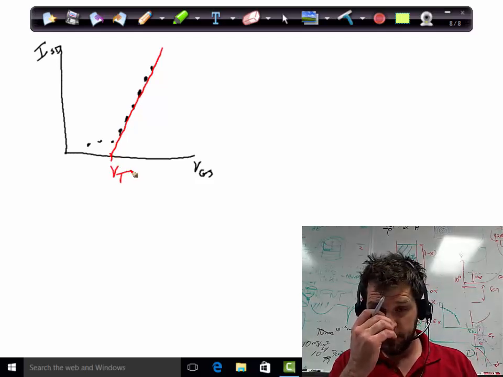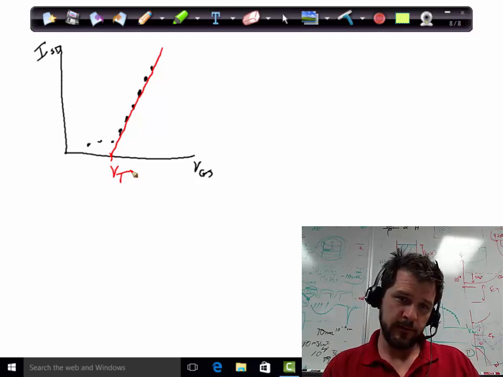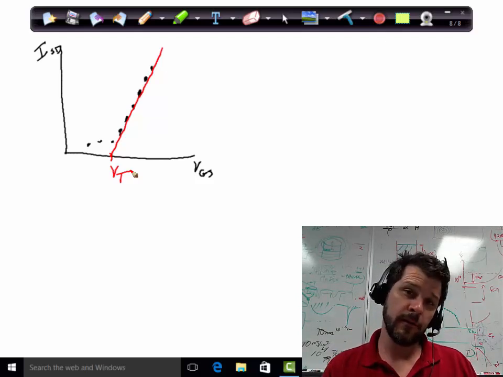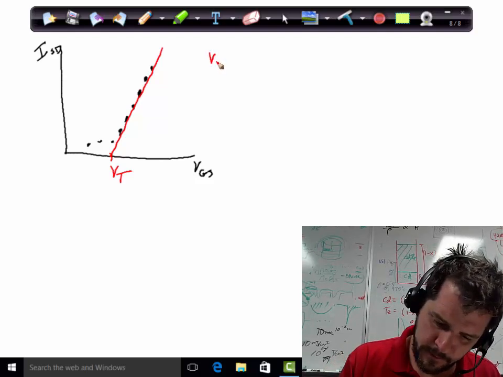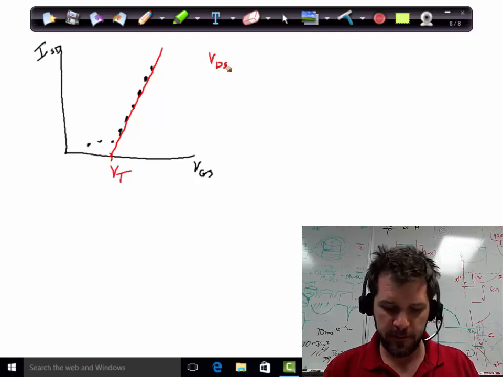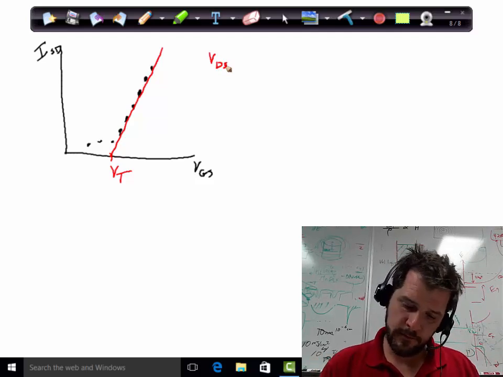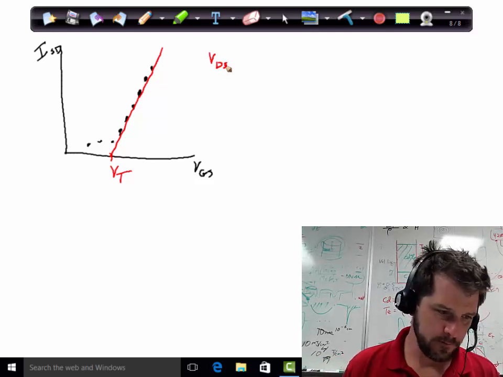Of course, the transition, there's no such thing as zero current running through the device as long as you have a finite drain source. There's always going to be some leakage, and so you have to sort of do an extrapolation plot to determine this.